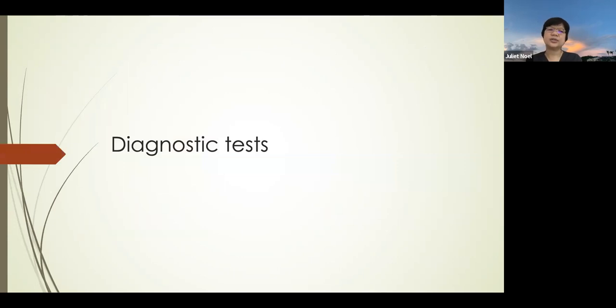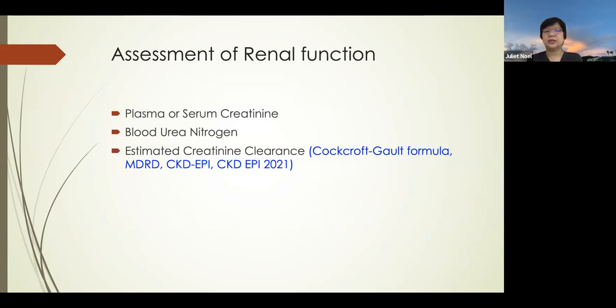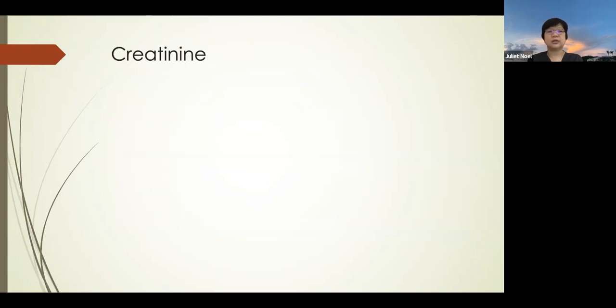So what are the diagnostic tests that we can use to assess renal function? The most common, as I mentioned, are serum creatinine and the blood urea nitrogen. You estimate the creatinine clearance or the eGFR by different formulas based on the creatinine, the age, and the gender of the patient. Then there are the inulin clearance, the creatinine clearance, and the nuclear GFR. So let's discuss one by one.